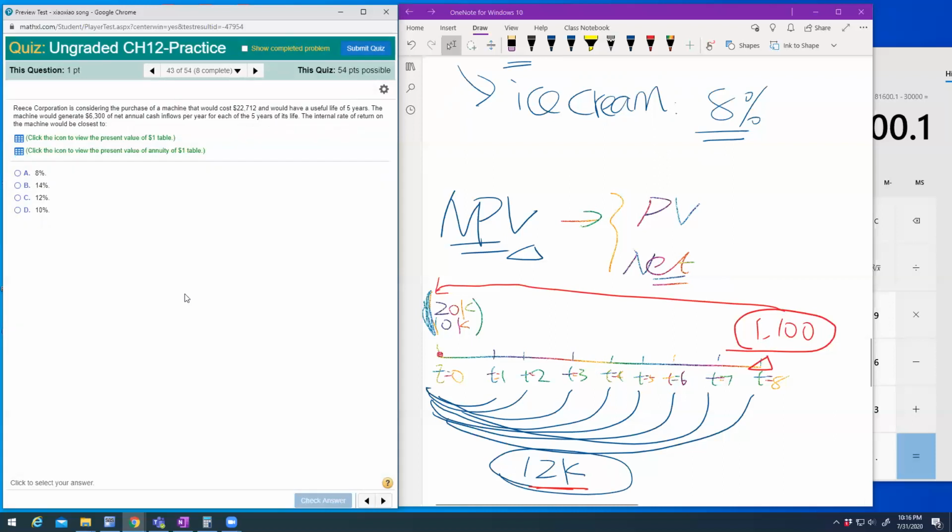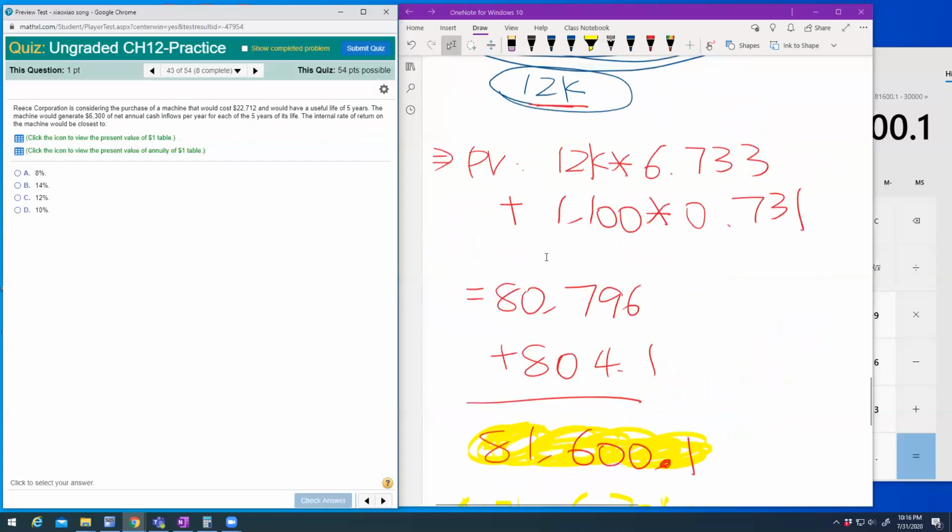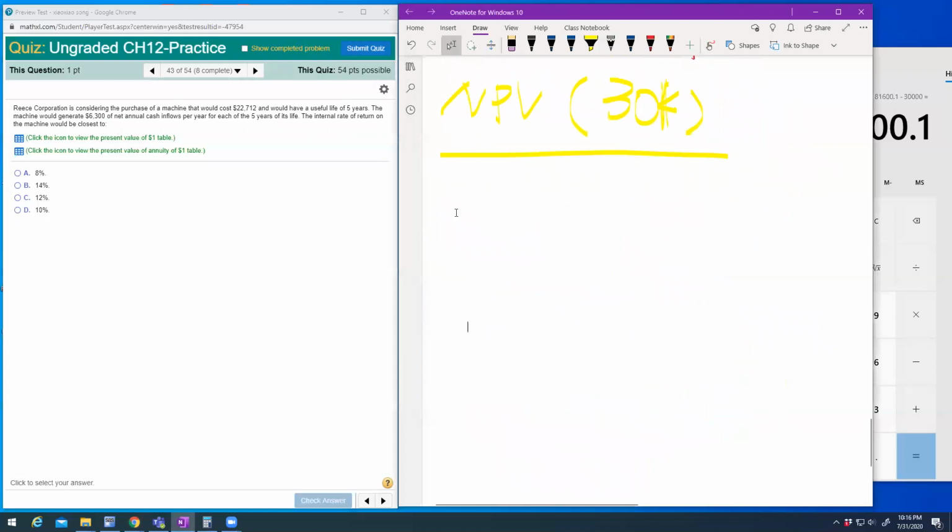Next one, let's see, IRR, right? Asking you IRR. Okay, next one, I like IRR. Let's look at this one. Considering the purchase of a machine that costs 22,712. Used for 5 years, the machine will generate 6,300 for the next 5 years. Asking about IRR.